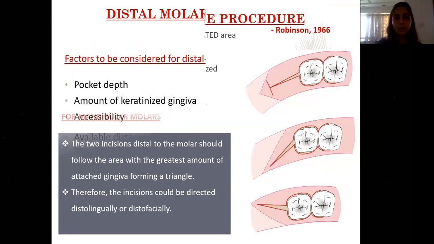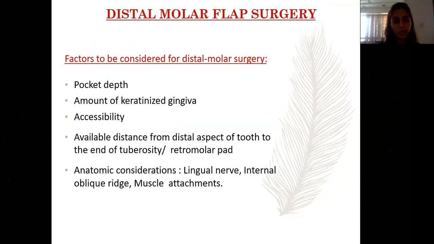Right. So having understood the basic differences between the papilla preservation flap technique, the classic one, the simplified and the modified version, we then move on to the distal molar flap surgery.